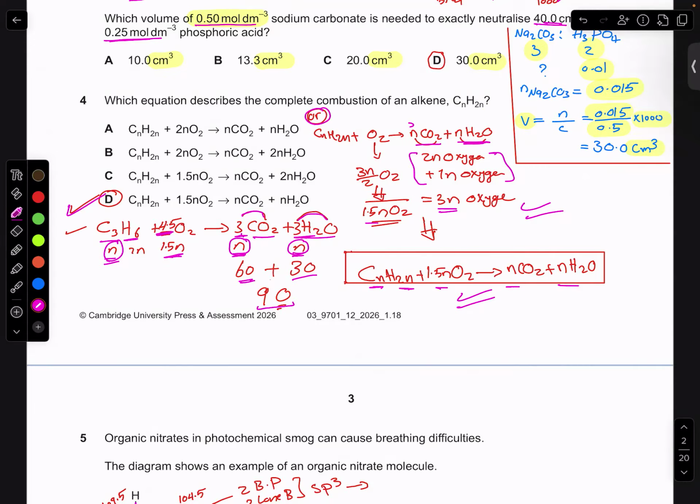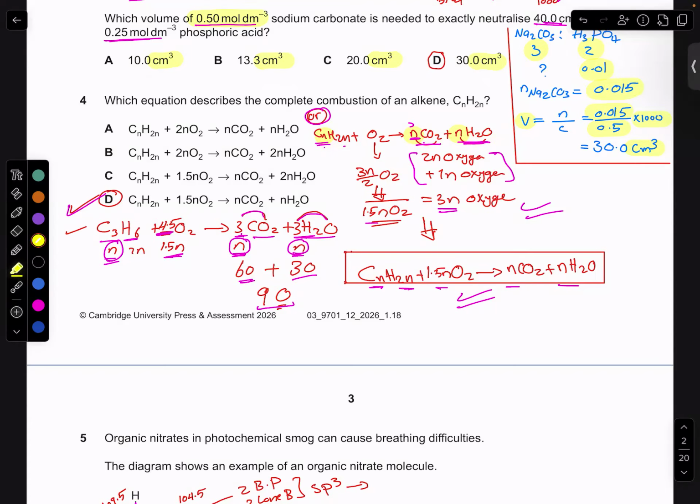Or you can find it in a different way. CnH2n plus O2 gives nCO2 plus nH2O, because here Cn, so the number of C here should be n as well. If this one is n, here it should be n and here should be n, because H2n, and here H2 we have to multiply by n. So n beside CO2 and n beside H2O.